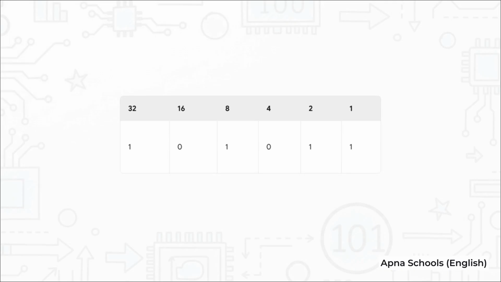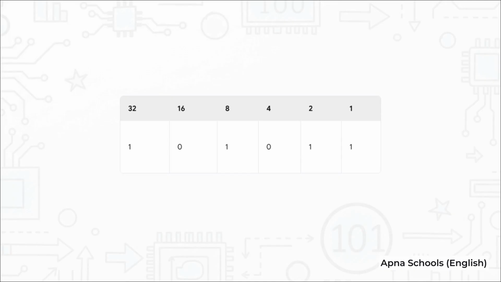Okay, let's convert the number 43. We look at our series. What's the biggest number that's less than or equal to 43? That's 32, so we'll use that one. We put a 1 under the 32. Now what's left? 43 minus 32 is 11. Okay, so now our new target is 11. What's the biggest piece that fits into 11? That would be 8. So a 1 goes under the 8. Now we have 3 left over.